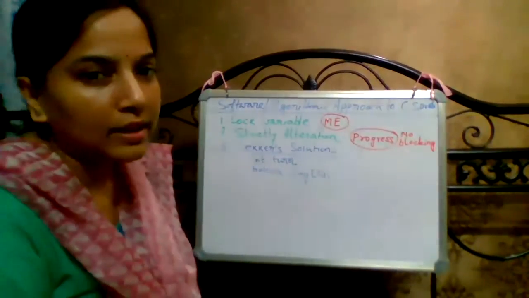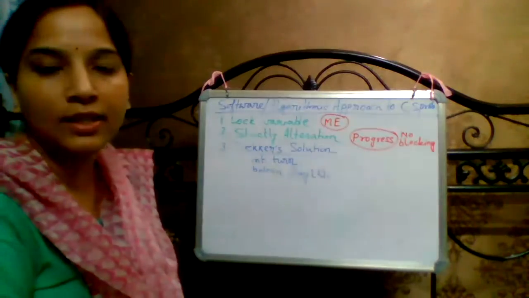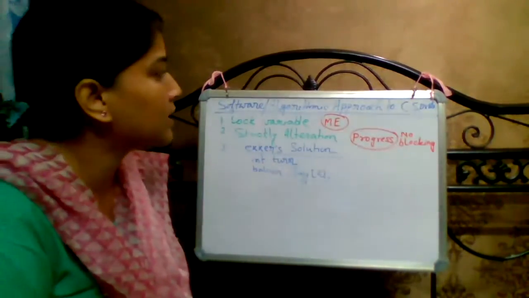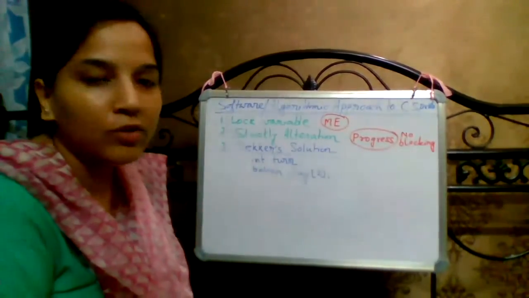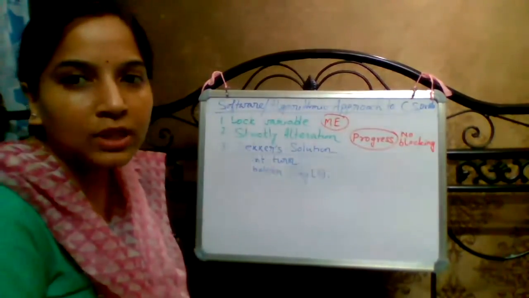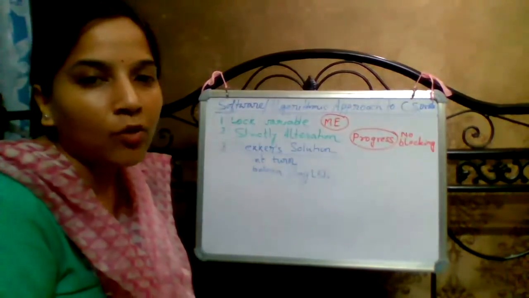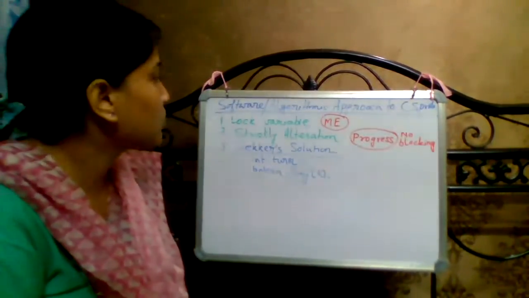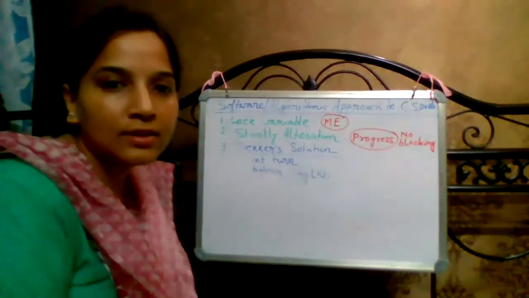Hello everyone. In the last video lecture, we already discussed the software or algorithmic approaches to the critical section problem. The first one is the lock variable, where the initial value of lock is 0. When any process wants to enter, it changes the value of lock from 0 to 1 and enters its critical section.